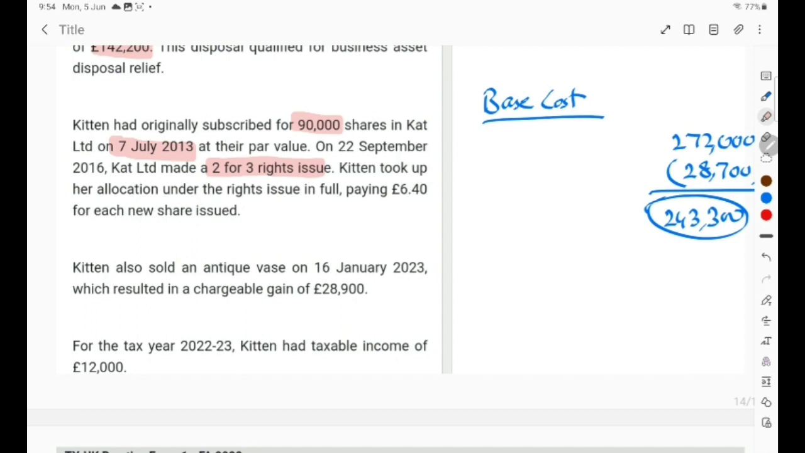CAT Limited, the company, made a rights issue of 2 for 3 shares. So a person who has 3 shares will be issued 2 new shares. Kitten took up her allocation under the rights issue in full, paying £6.40 for each new share issued. Kitten also sold an antique vase on 16th January 2023, which resulted in a chargeable gain of 28,900. For the tax year 22-23, Kitten had taxable income of 12,000.